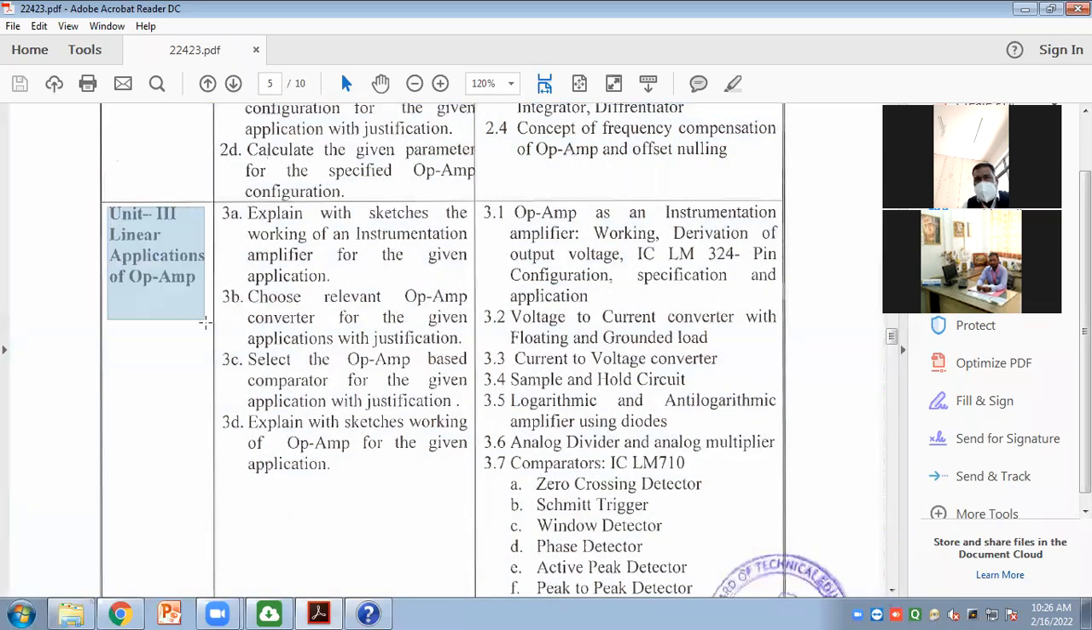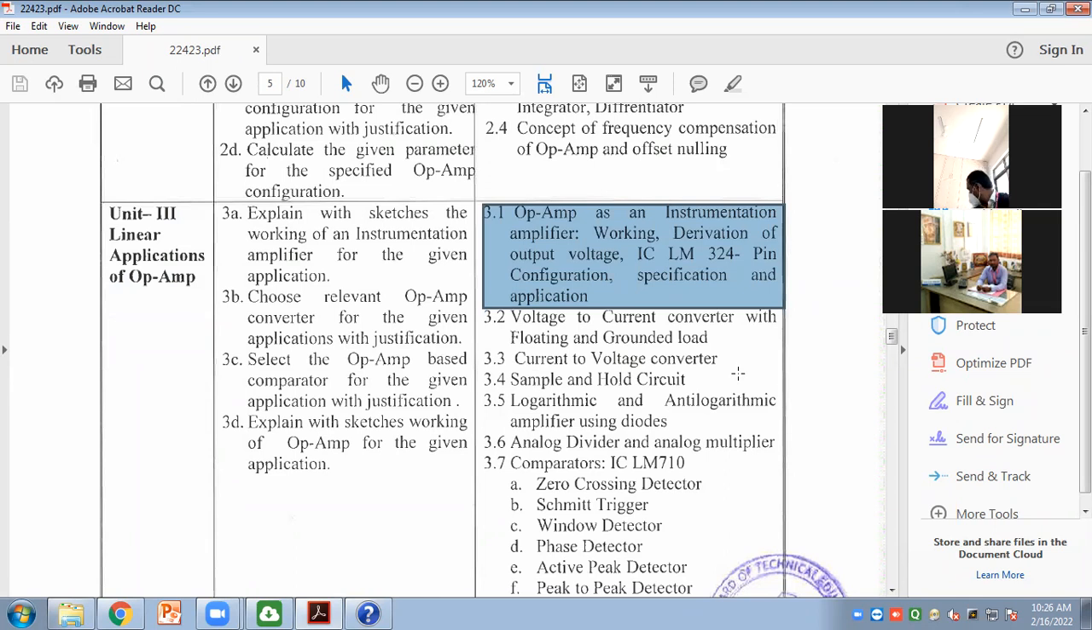Now under unit 3, we consider linear applications of the op-amp. What do you mean by linear applications? The ICs are designed to give a particular output, which means the IC will be able to realize particular circuits. So what are the different circuits that we are going to see? First is the op-amp as an instrumentation amplifier. The main linear application of the op-amp is its use as an instrumentation amplifier.